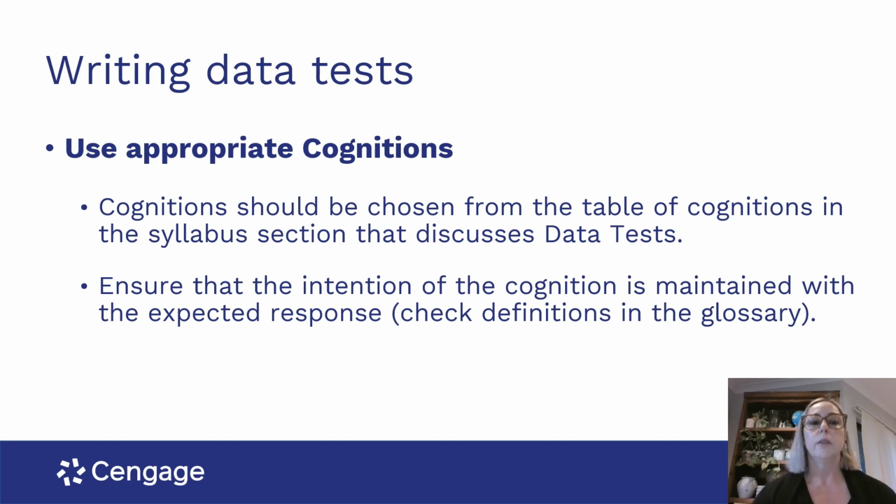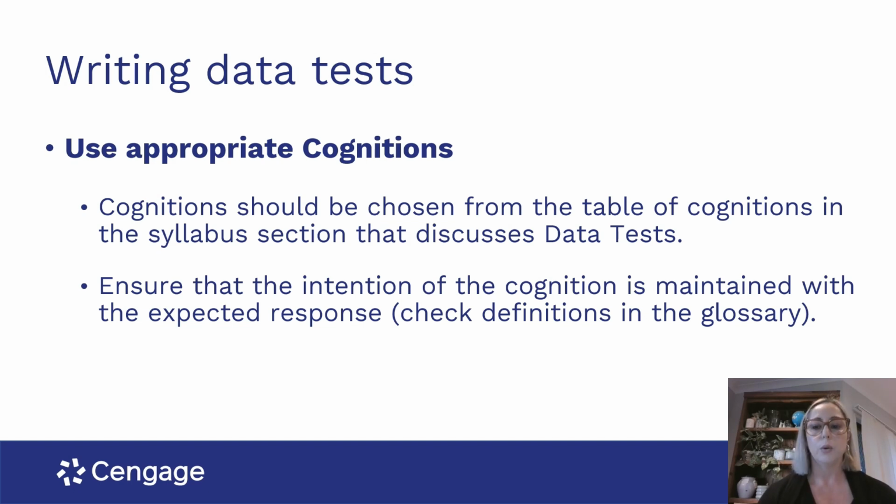When you're writing data tests, it's really important to use appropriate cognitions. Cognitions should be chosen from the table of cognitions in the syllabus that specifically discusses the data tests. There is a section in the syllabus that says assessment, data test, and it has a table there that's very helpful in allowing you to choose that.